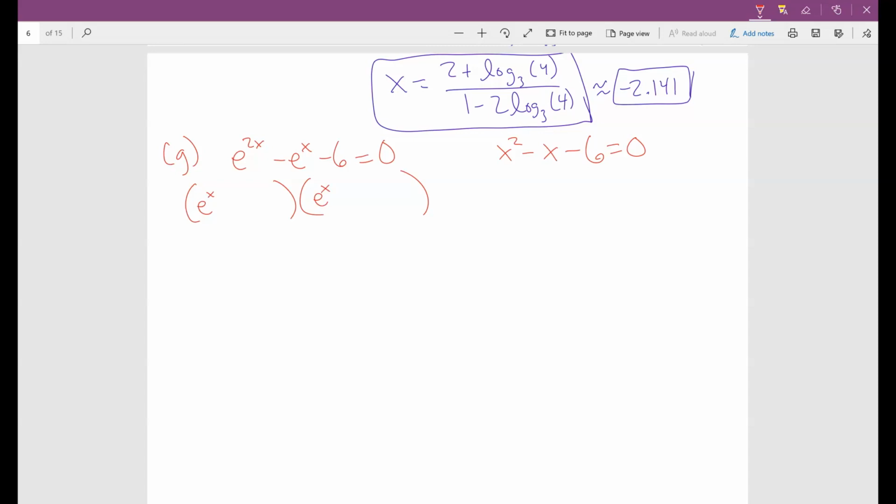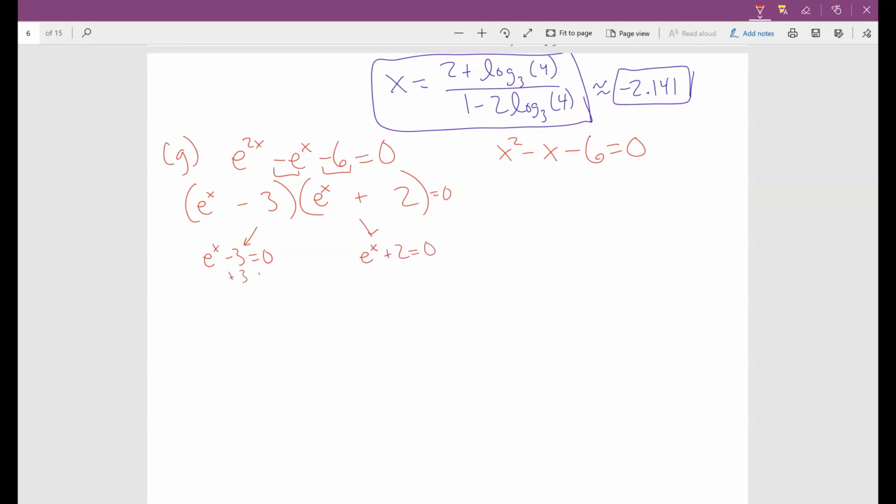Okay, and how do I get a 6? What two numbers multiply to get a negative 6 and add up to get a negative 1? That's going to be 3 and 2. And then this guy is going to be a negative. This guy is going to be a positive. And this is equal to 0. So now we're going to set both of them equal to 0. So e to the x minus 3 equal to 0. e to the x plus 2 is equal to 0.